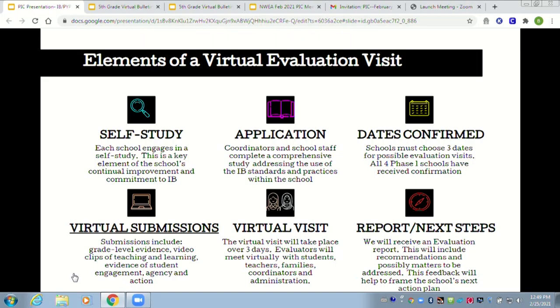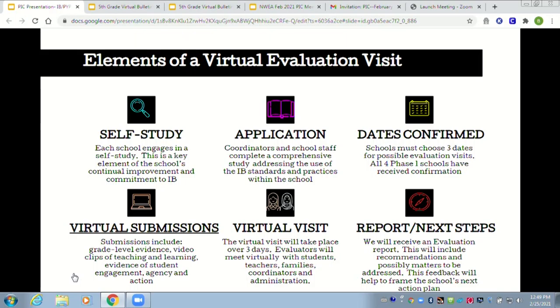Just to get a feel for the culture of the building and what our IB standards and practices look like at Chestnut Hill or at Adams in practice. And then lastly, Robin, you can briefly talk about how we'll get a report back.